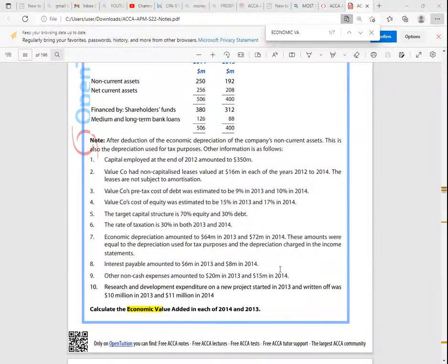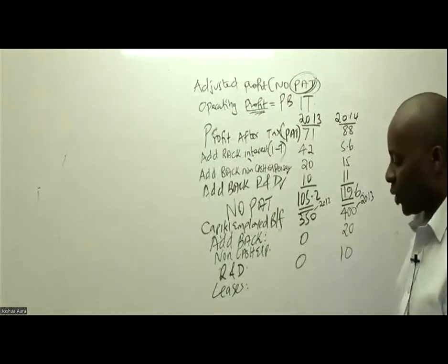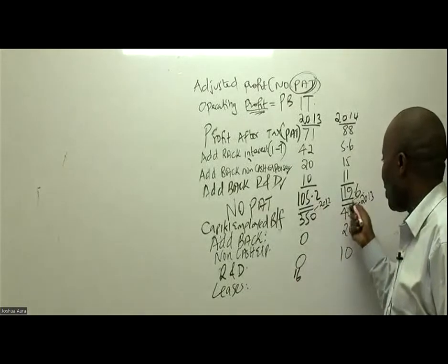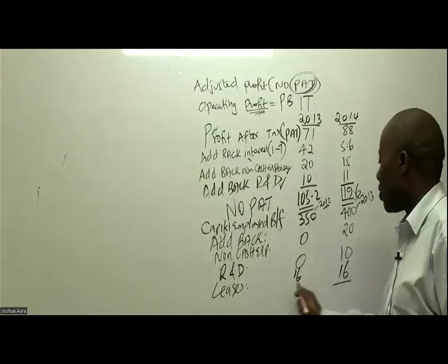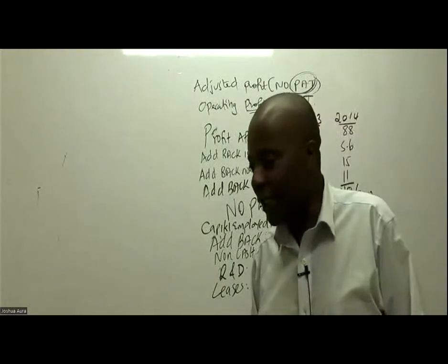Check out this. You see, they have told us from 2012, the value was 16, 2012, 16, 2013, 16, 2014. So really, the lease amount in the year 2012 was 16, because I'm making adjustments for 2012 and 2013, 16 there. So please come and give us the total.